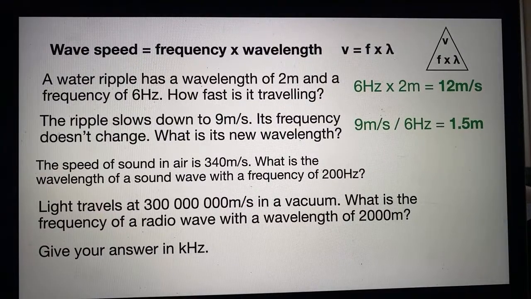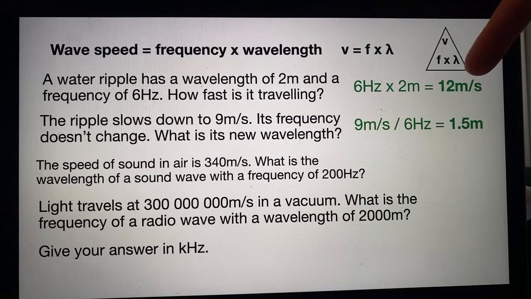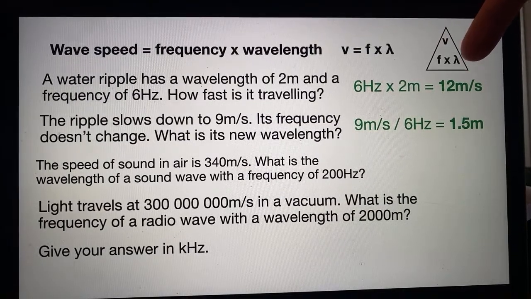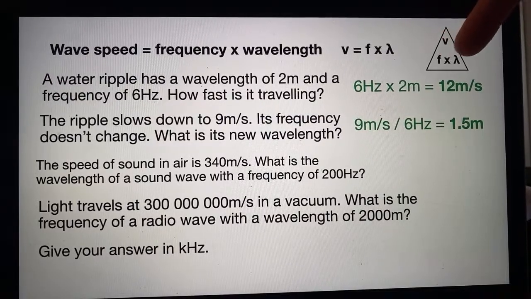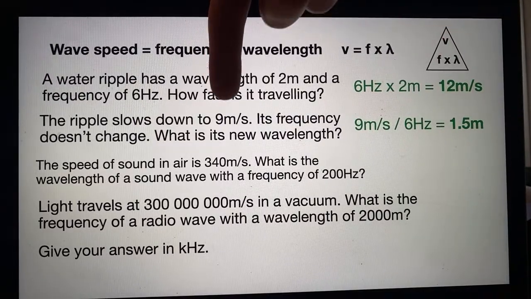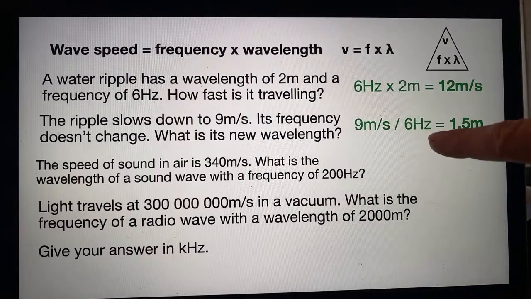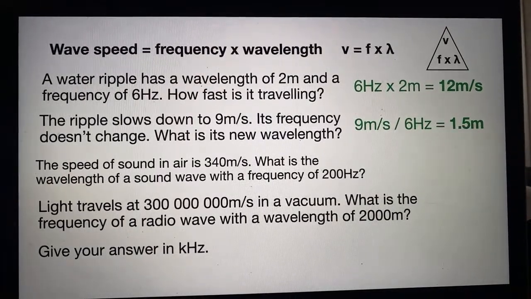So now we need the wavelength. So we've got to do a little bit of rearranging. If you want, you can use a triangle. So wavelength equals velocity or speed divided by frequency. So the speed is 9 meters per second. The frequency is still 6 hertz. So the answer is 1.5 meters.